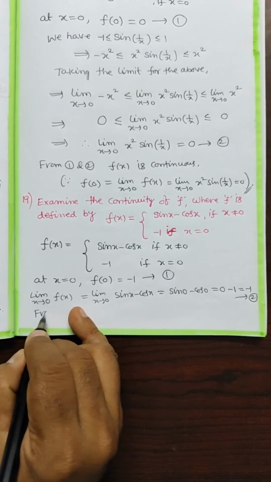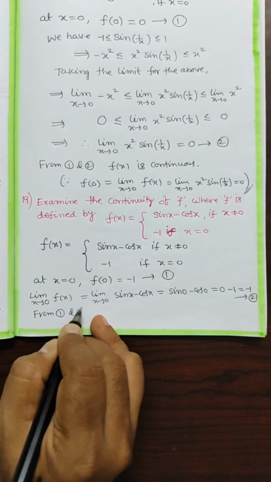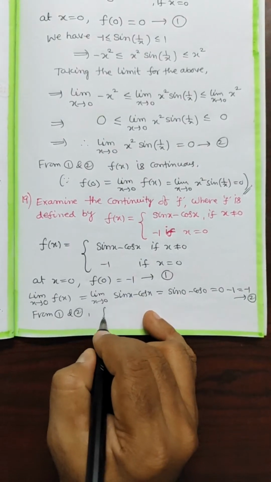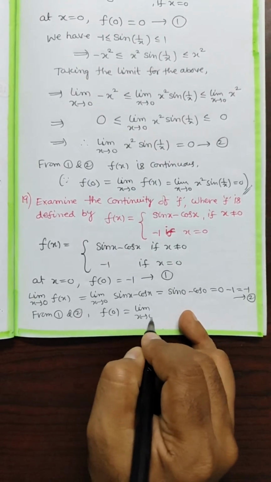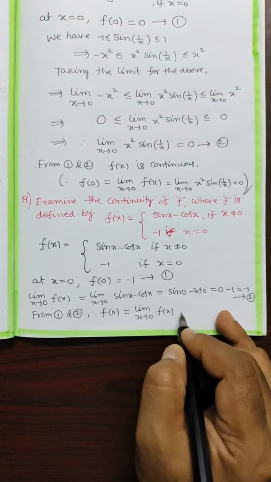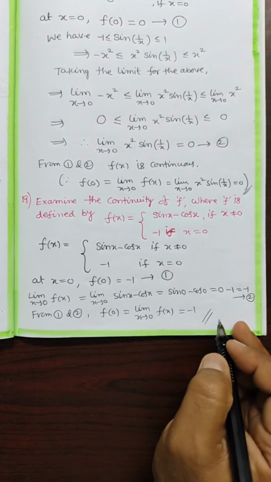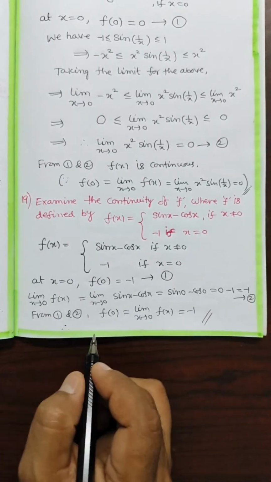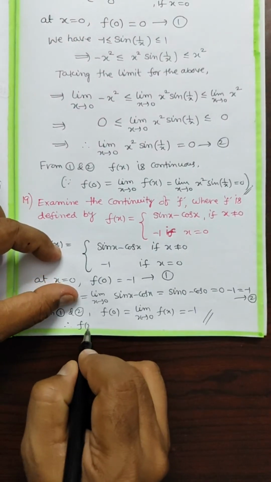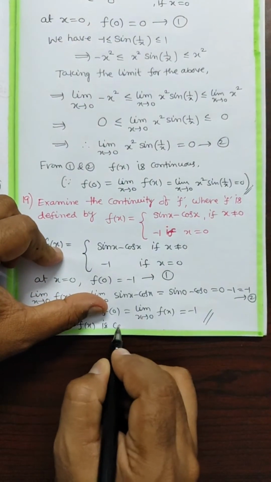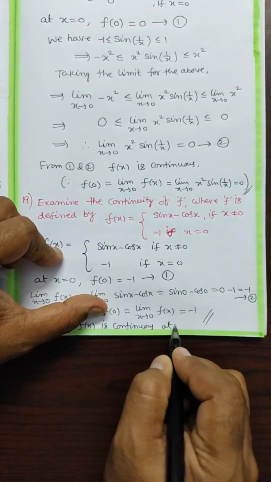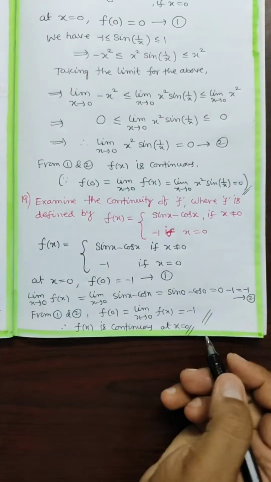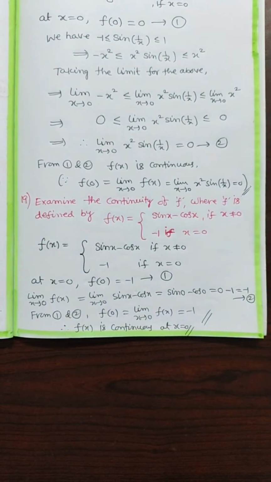From 1 and 2 we conclude that f of 0 is equal to limit x tends to 0 f of x, that is equal to minus 1. Therefore, f of x is continuous at x is equal to 0. Okay, students.